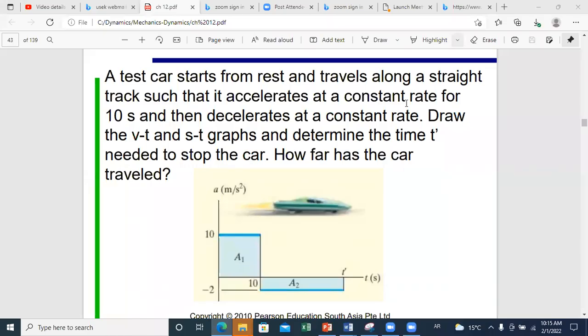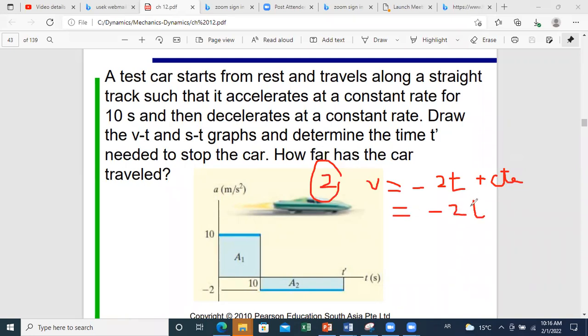So we were saying that in phase 2, we can determine the equation of velocity. We said that the velocity in this phase is equal to minus 2t plus constant. And when we applied the boundary condition that at t equal 10, v is equal to 100, we found out that this constant is equal to 120. So the velocity is minus 2t plus 120.